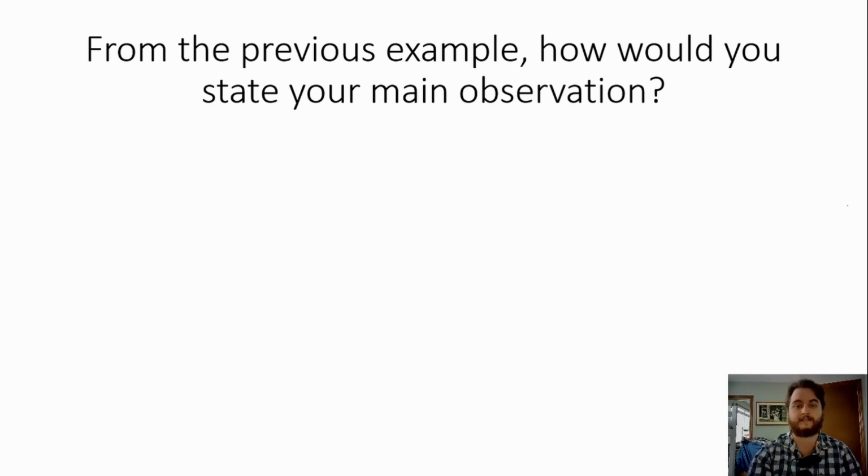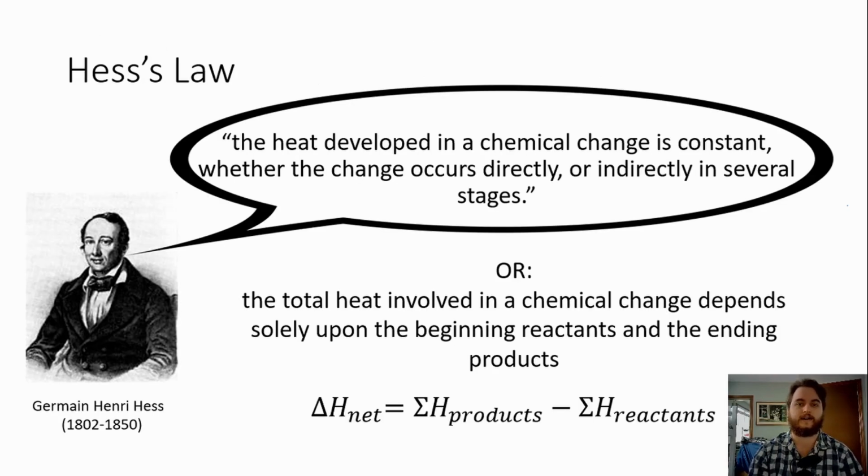Yeah, so that's exactly what Hess's law is. As Germain Henri Hess himself stated it, the heat developed in a chemical change is constant, whether the change occurs directly or indirectly in several changes. And overall, this sums up to the total heat involved in the chemical change depends solely on the beginning reactants and the ending products, not any of the intermediates in between. So as we can see in the equation down below, that's how you would calculate the net heat change involved in a reaction.